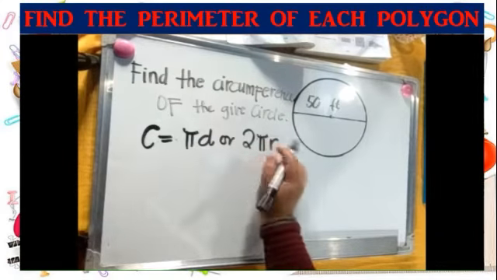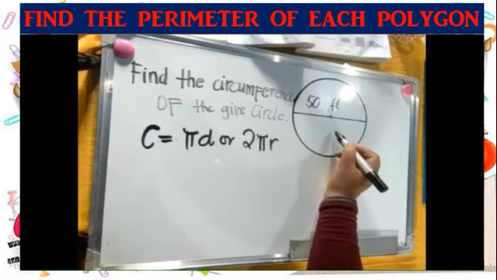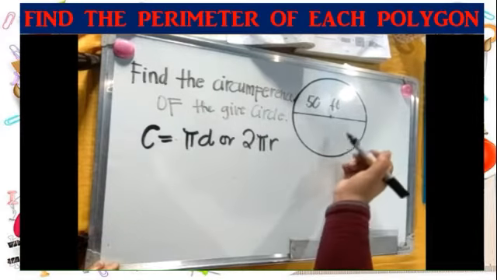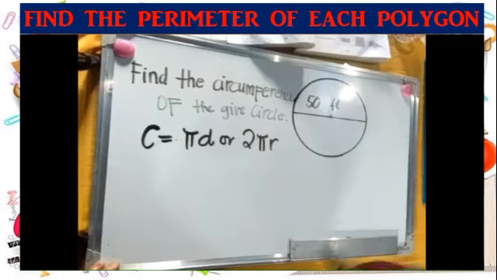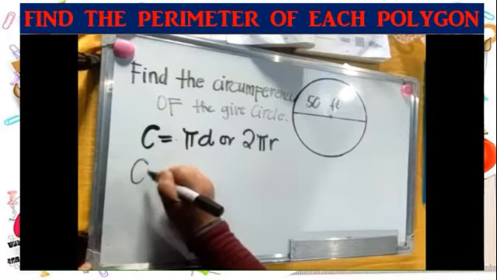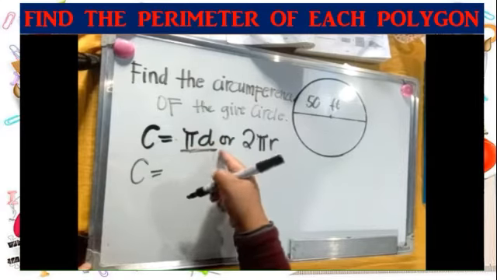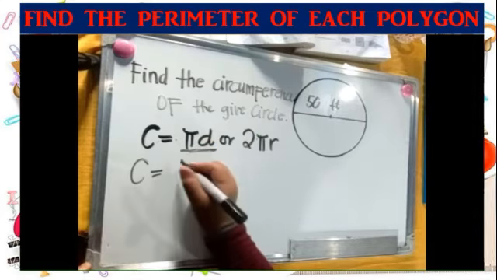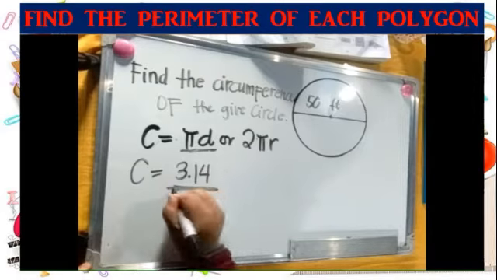Okay, so let us do example letter A, find the circumference of the given circle. So, we have here the circle. Our circle's diameter is 50 feet. So, we have to substitute the values in our formula. Circumference is equal to pi times d, or pi times diameter. So, what is the value of pi? We have 3.14. Teacher, remember 3.14. That is the value of pi.